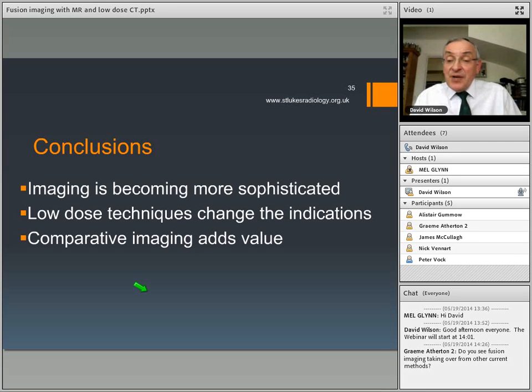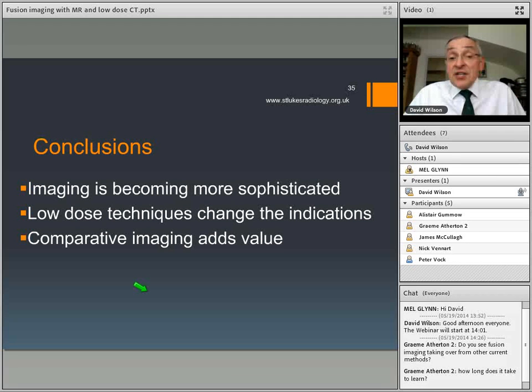Okay, Graham's asking, do I see fusion imaging taking over from other methods? Yes, well, it has for me. I don't use fluoroscopy now to do lumbar root blocks. I don't use fluoroscopy to do facet joint injections. Both of them are done using fusion imaging. Faster, quicker. Almost everybody who referred to me for an injection in those spinal regions has already had an MR. So it's very easy to do. I wouldn't want anybody to inject my sacroiliac joint without fusion imaging.